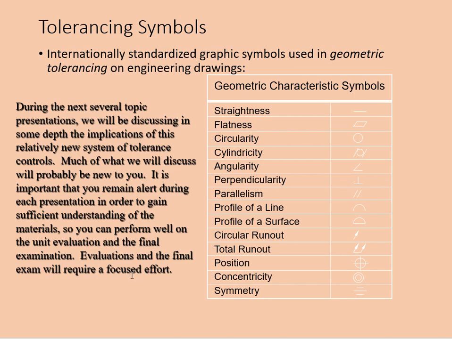The last one is your tolerance symbols. Review again. It's in your GD&T handbook, which is the little pocket book that I told you to buy in my syllabus. Straight line, your MAT 101 review. Flatness, circularity, cylindricity, angularity, perpendicularity, parallelism, profile of a line, profile of a surface, circular runout, total runout, position, concentricity, and symmetry. That's it.